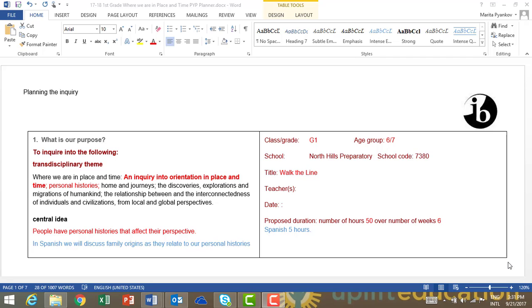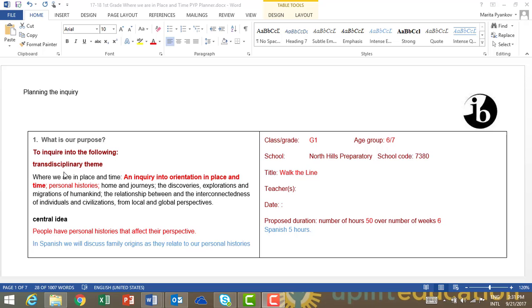Today we are going to be looking at a first grade unit that I have created for Unit 2. If you look in box 1 over here of the planner, you can see that the transdisciplinary theme, where we are in place and time, is the one that I have picked.